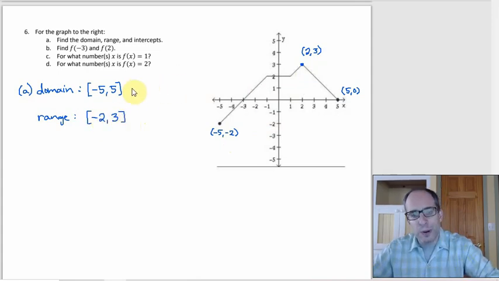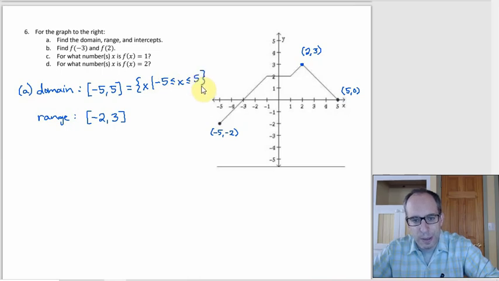Oh, and I did want to write in, if you were going to write these in set notation, even though the homework would probably ask for it as an interval, you could write them in set notation. I did want to squeeze that in here. So this one would be the set of all x such that -5 is less than or equal to x less than or equal to 5. And then this one, I should write it underneath so I don't write into the picture. You could write it as the set of all y such that -2 is less than or equal to y is less than or equal to 3.